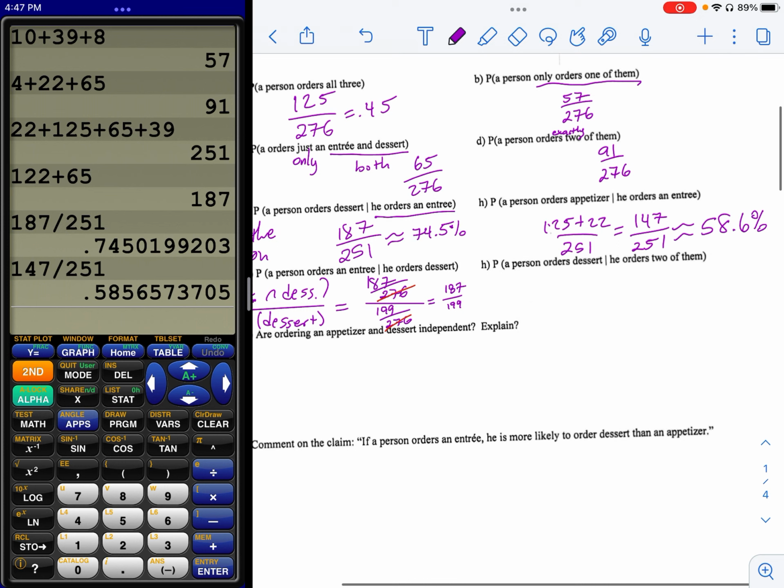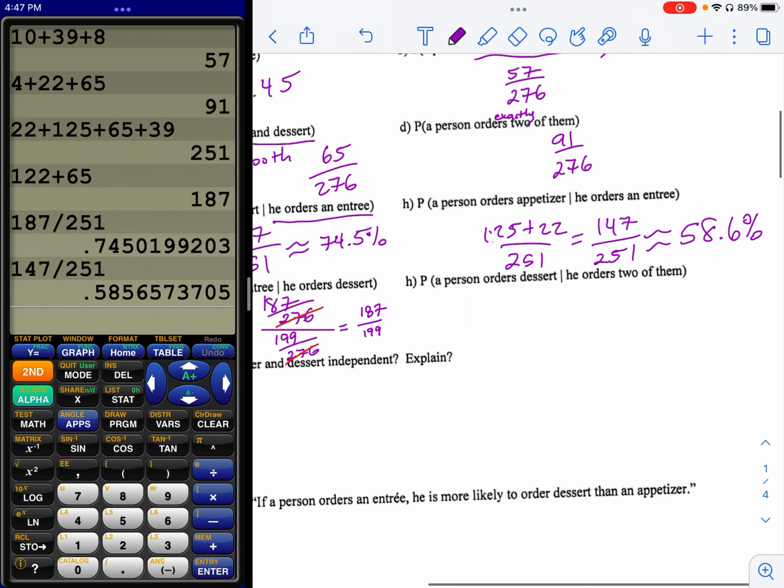H, let's do it with the formula. Numerator is the probability dessert and appetizer.